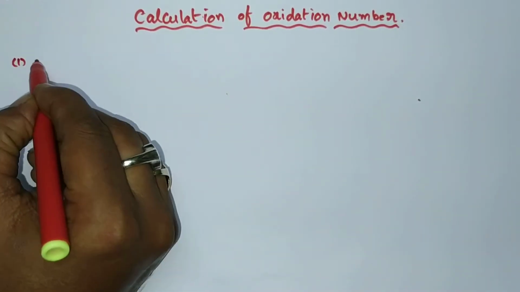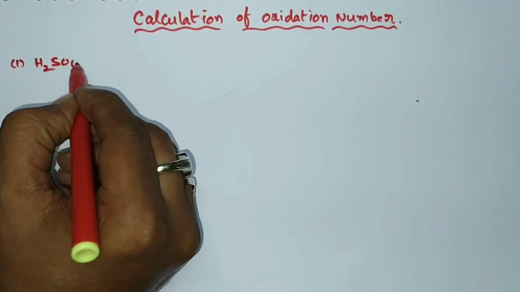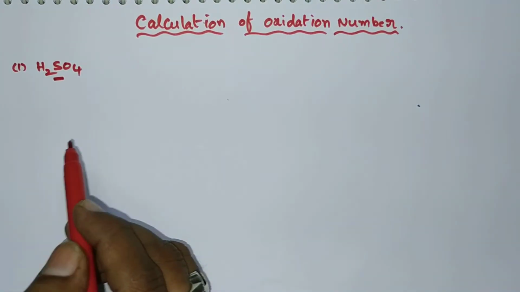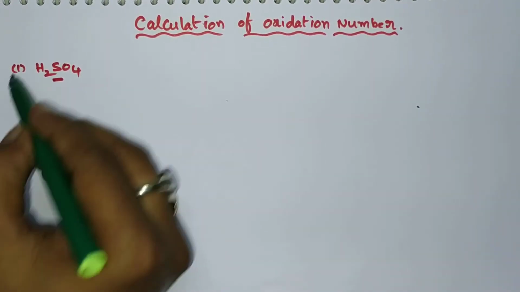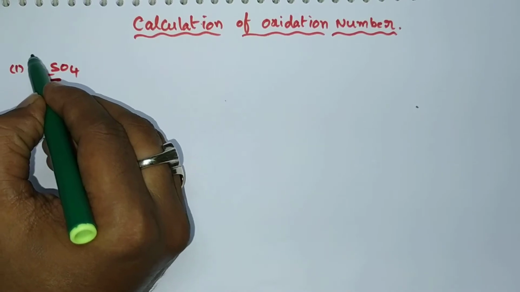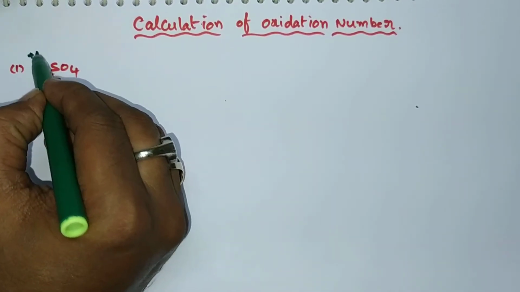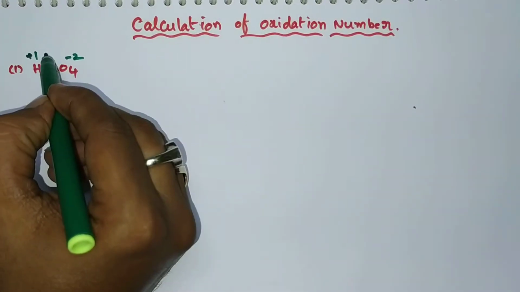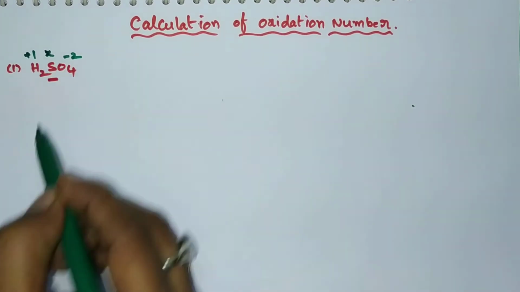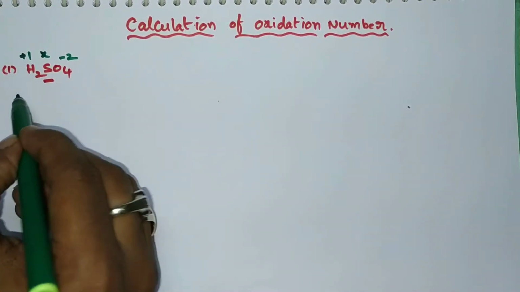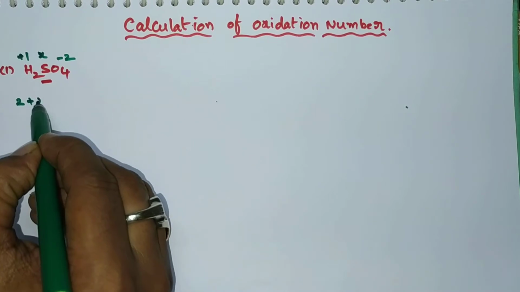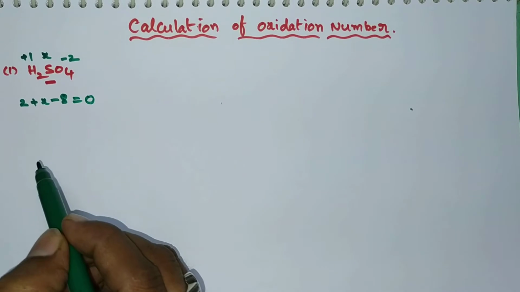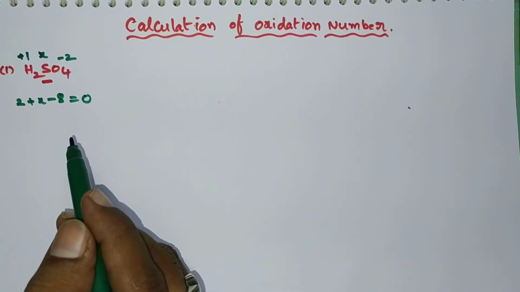The first one is H2SO4. In this H2SO4 we have to calculate the oxidation state of sulfur. Hydrogen belongs to the first group, so hydrogen possesses +1 oxidation state and oxygen possesses -2 oxidation state. Then 2 into +1 is 2, plus x into 1 is x, plus 4 into -2 is -8, and it should be equal to 0, because we have already discussed the oxidation states.